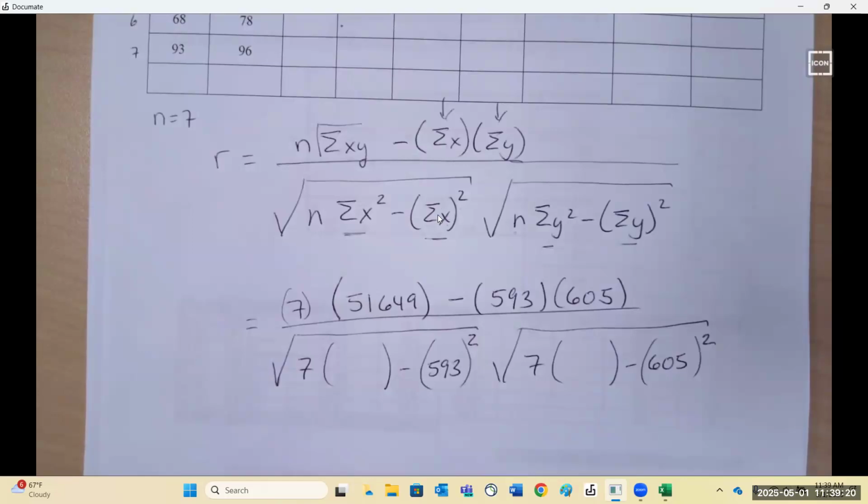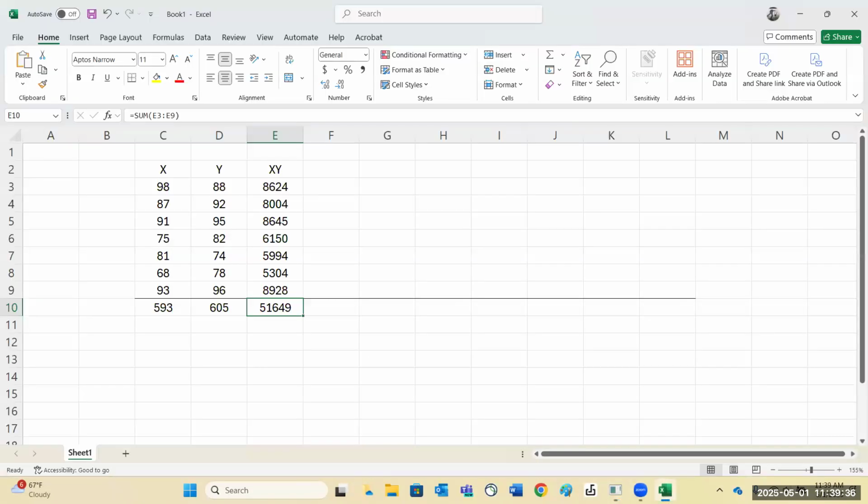And inside the parenthesis here, we know summation of x. That's the same as that number, just squared. Summation of y, that's the same as that number, just squared. So the last thing we have to do are these two columns: the summation of x squared and the summation of y squared. So this is x squared, and this is y squared.